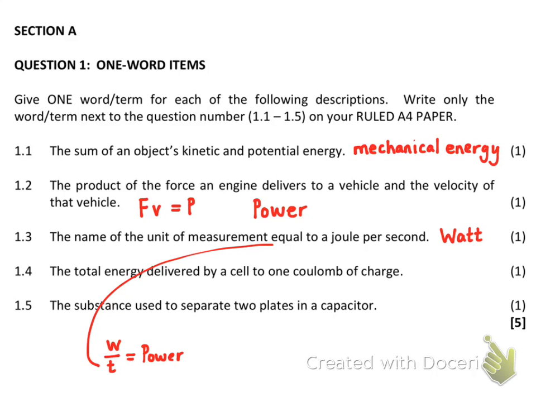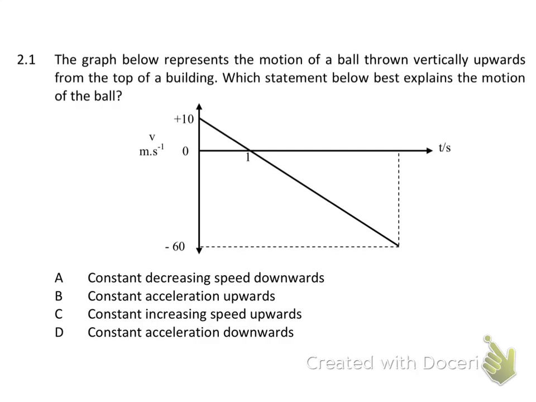1.4, the total energy delivered by a cell to a coulomb of charge, that's called the electromotive force, or the EMF. And then finally 1.5, the substance separating two plates in a capacitor is known as a dielectric. Alright, that's question 1. And let's go on to the multiple choice then.